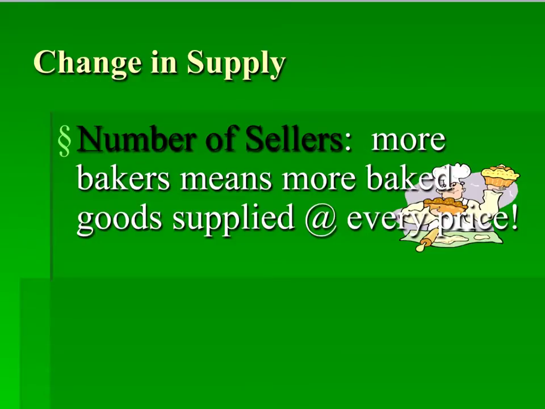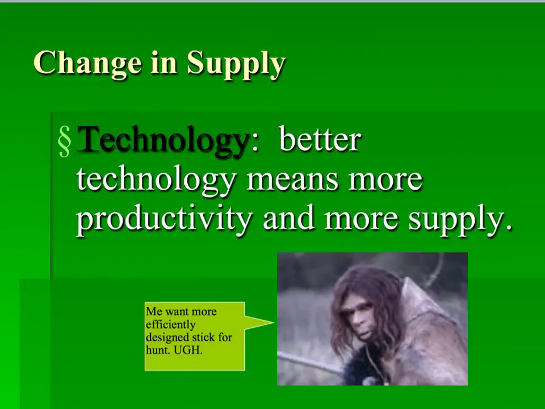The number of sellers, pretty simple. The more number of firms there are, the more that is able to be supplied to the marketplace. So more bakers means more baked goods supplied at every price because there's more people working than there were before. Ceteris paribus, of course. The second T is for technology. Basically, better technology means more productivity and more supply. So if you have better machines, chances are you can produce more goods given the same amount of input. Again, ceteris paribus. More technology, ceteris paribus, increase in supply.